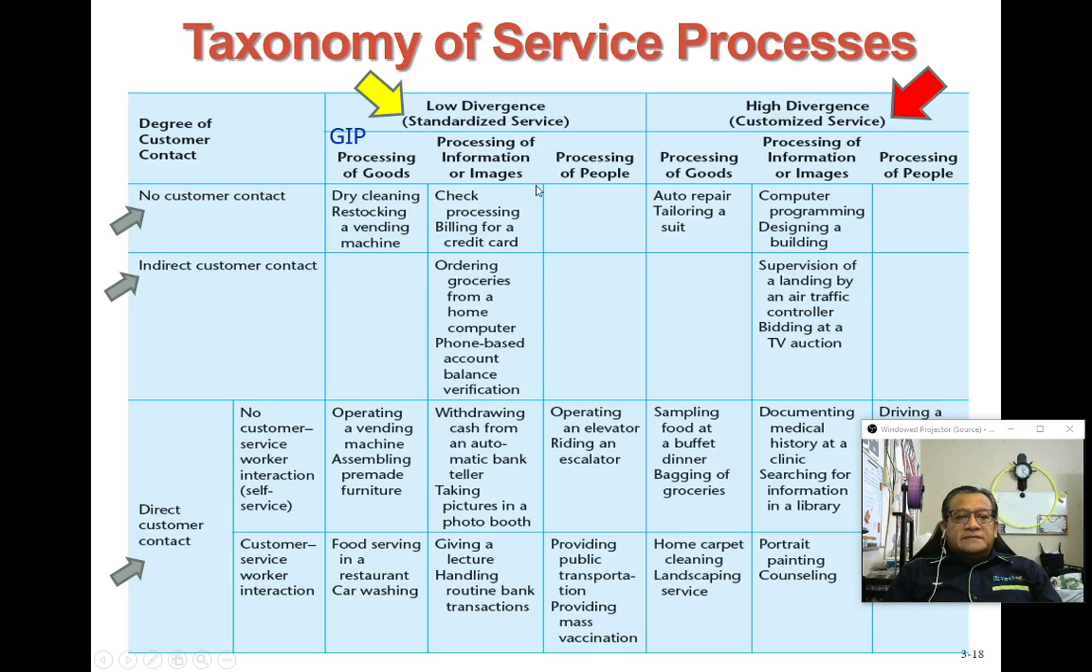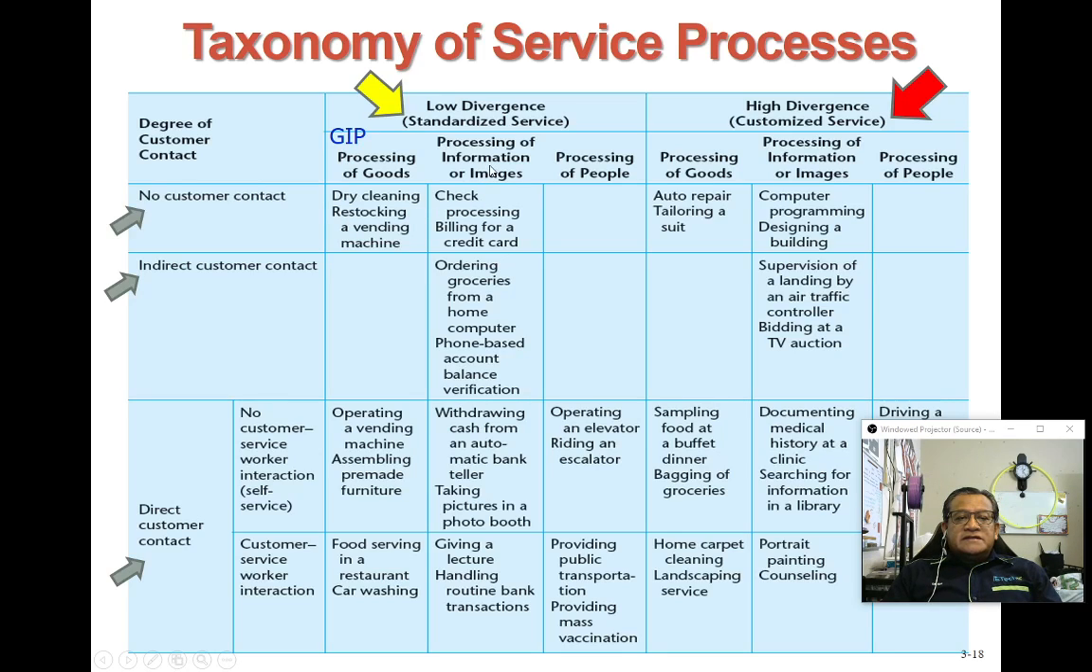Okay, for example, processing of goods at low divergence and no customer contact could be shown in a business process like a laundromat or laundry shop, in which you have only machines to do the cleaning or washing of your clothes, and basically the service has no contact with the customer. So basically, it is the machine itself and the customer.